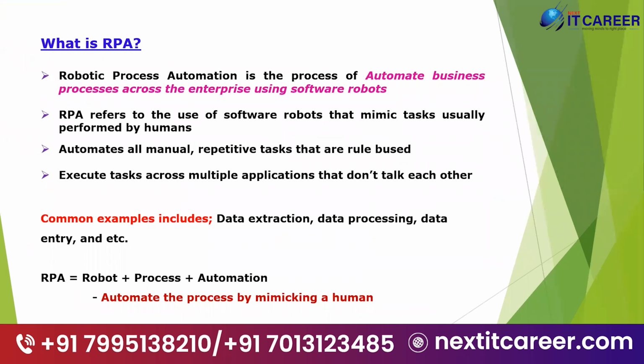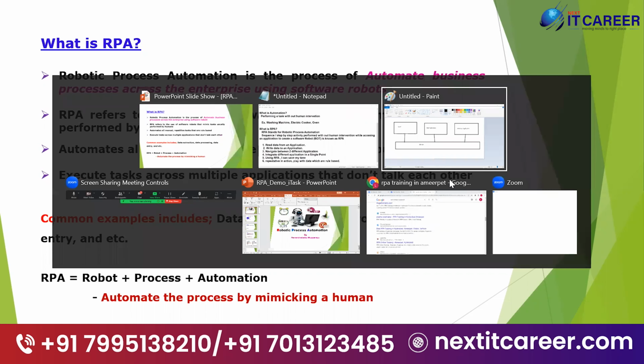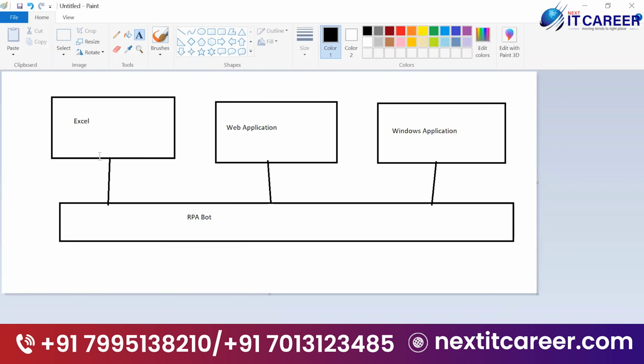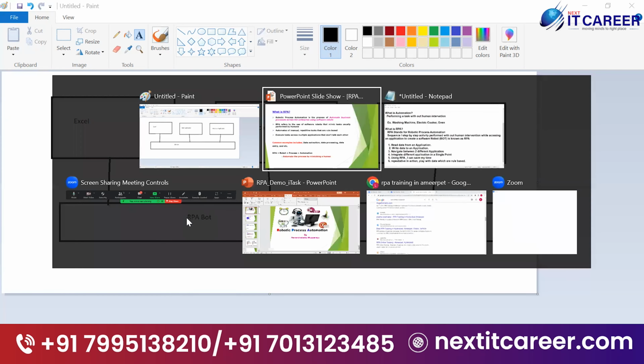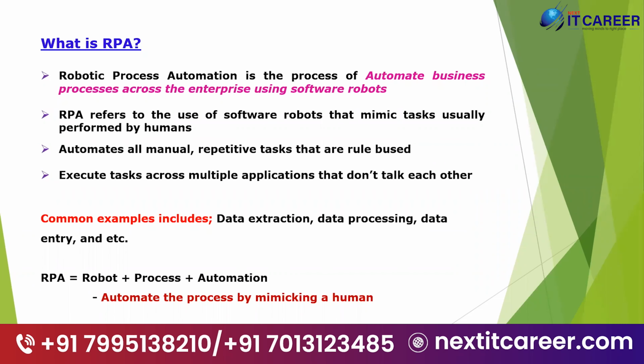Now go to the next stuff. Execute tasks across multiple applications that do not talk to each other. I had already given an example. This is the example. Excel is an independent application. Web is an independent application. Windows is an independent application. I want to integrate or connect these applications with the help of an RPA bot. So that is what that statement is.